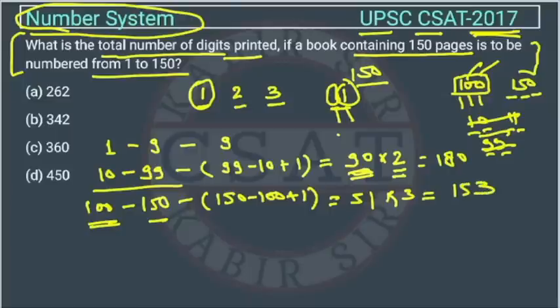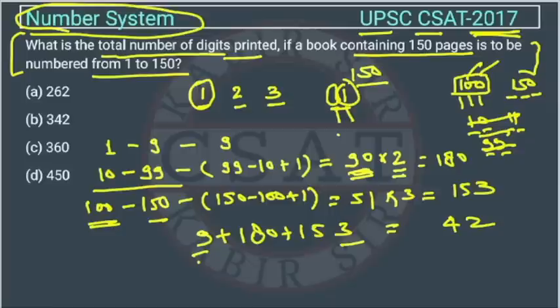So now we will add all this. So this will be 9 plus 180 plus 153. Right. So 3 plus 9, this will be 12. 1 we are getting. 8 plus 1, 9 plus 5, so 14. So this is 342... the answer of this question is option B.